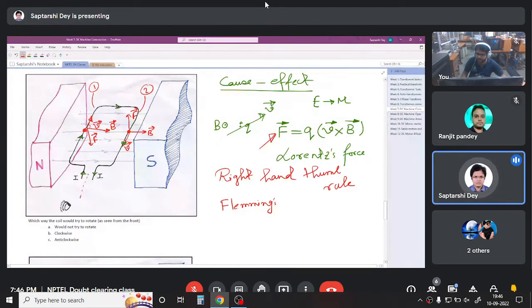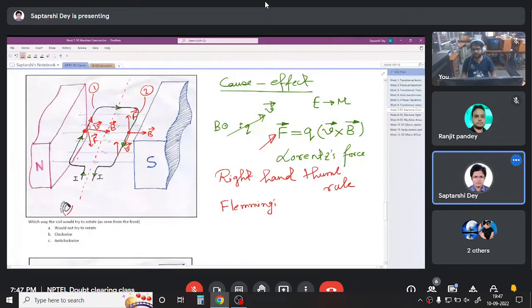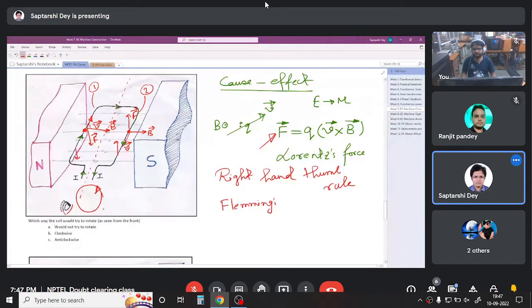So if we have a coil axis like this, can you tell me, looking from this perspective, in what direction will the coil rotate? Clockwise or anti-clockwise? Looking from this perspective, this is going up, this is going down. Something like this. Clockwise or anti-clockwise?